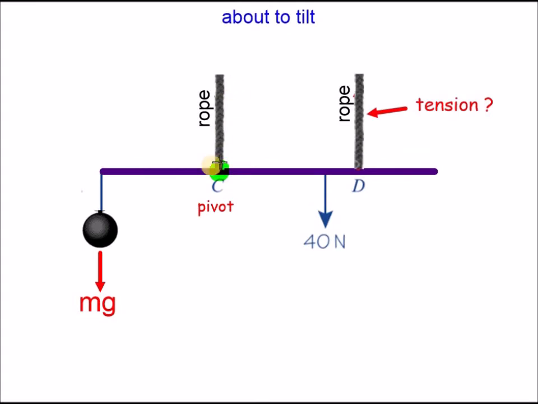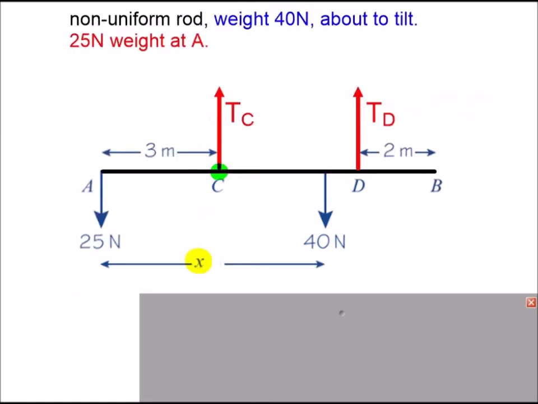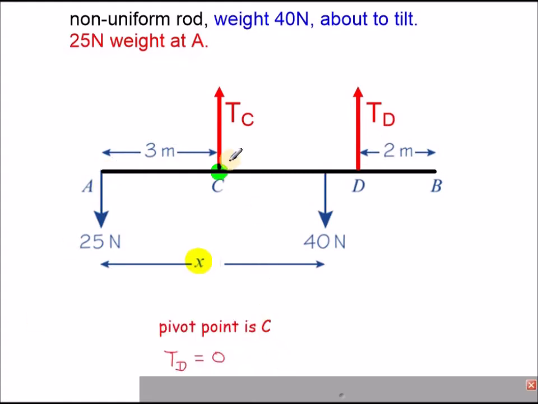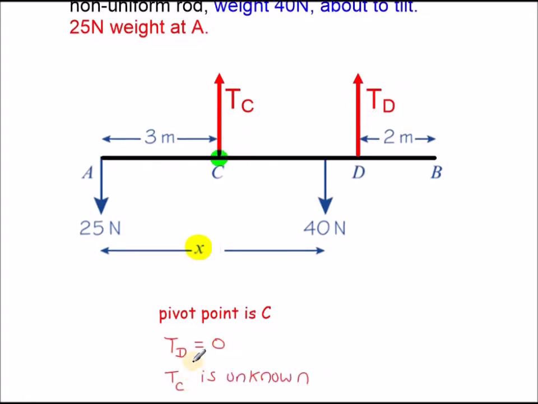Now on a diagram, this system with various measurements added looks like this. So this is what it was before and this is what it is now. So we have to work out the value of x, which is the distance between the center of gravity where the weight acts from point A. So as C is the pivot point, at the point of tilting the tension in D will be 0. The tension in C in this rope is unknown.